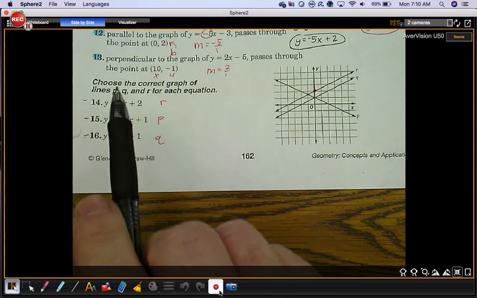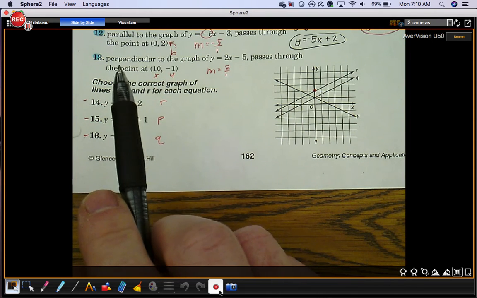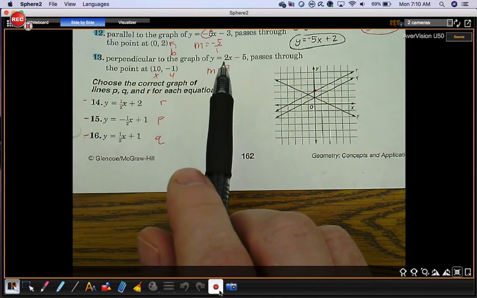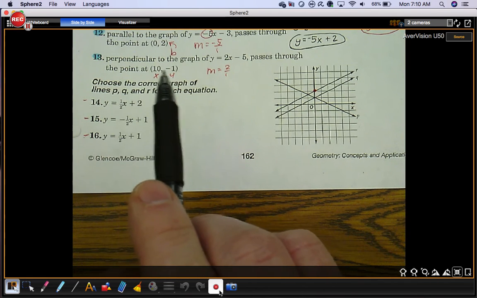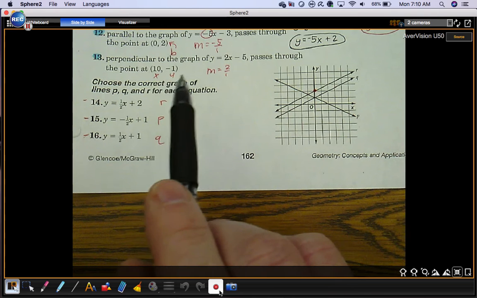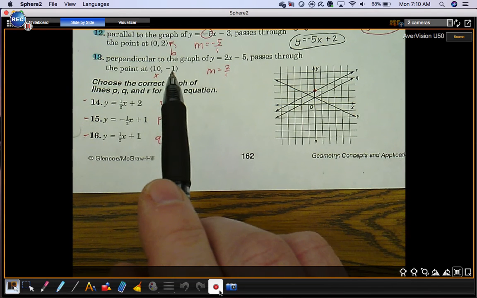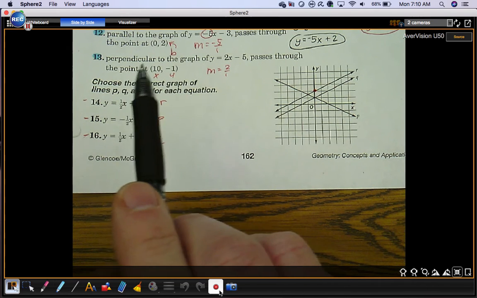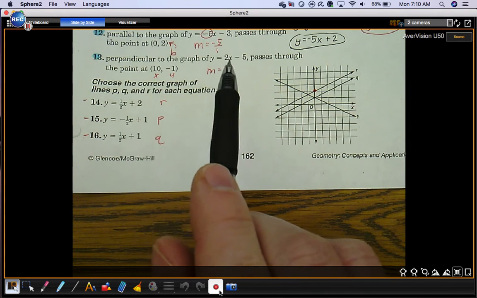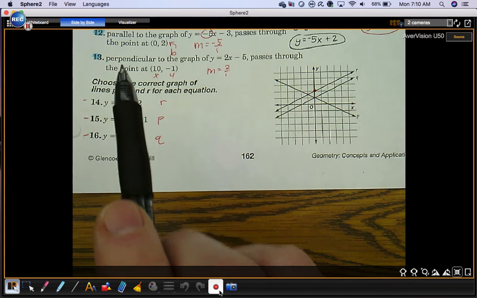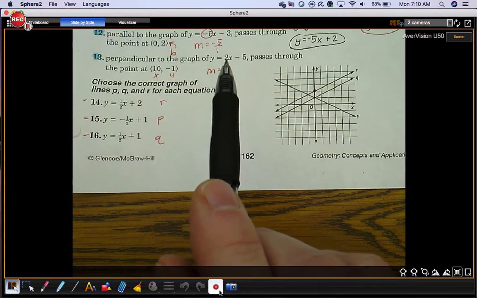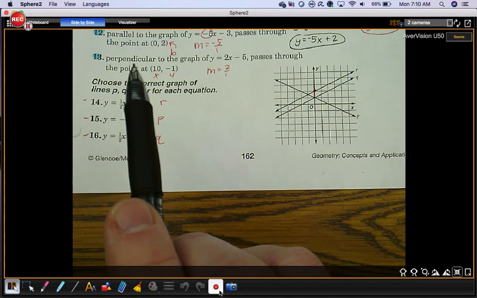Number 13, this will be the last one for the video. We want an equation that's perpendicular to the graph of y equals 2x minus 5, and it needs to pass through the point (10, -1). Notice how this is not a y-intercept, so we are going to have to show some work. Perpendicular lines do not have the same slope. Notice how the slope in this equation is 2. So the slope of the line that we're going to write is not going to be 2. We have to change it.